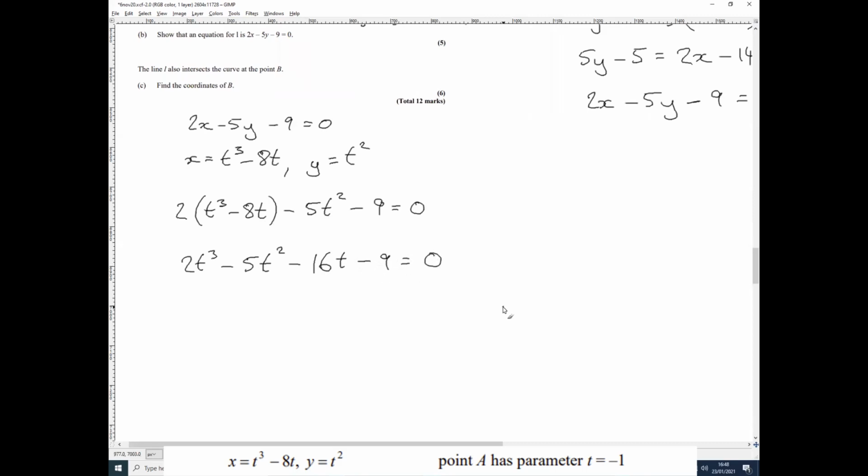Okay, we've got a cubic to solve. That might be 6 marks. So, what's a good place to start for solving a cubic? We'd like to factorize if we can. So how do we start looking for linear factors of a cubic?